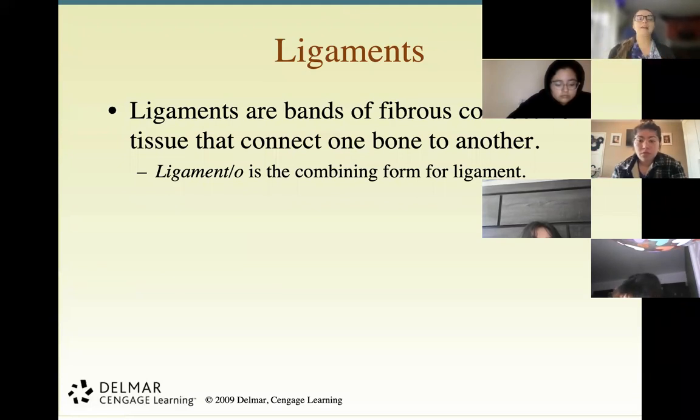So we can't have one without the other. They do have to work in conjunction with each other in order for the joint to be successful and working normally. So ligament, also known as ligamento, is the combining form for ligament. Remember, when we see an O, that's talking about the addition of the combining vowel, helping that word just sound a little bit better. That's really the only purpose for it.